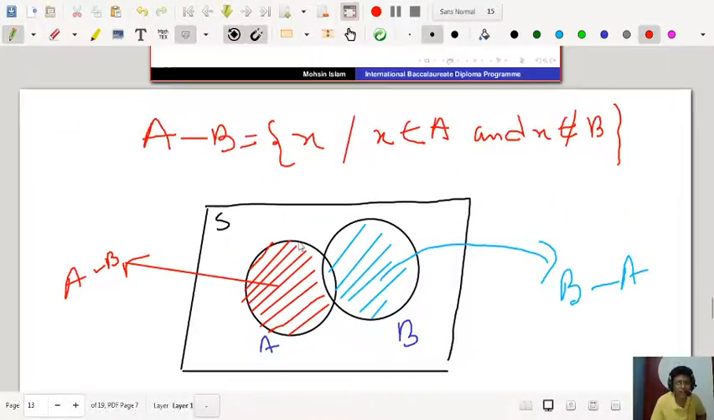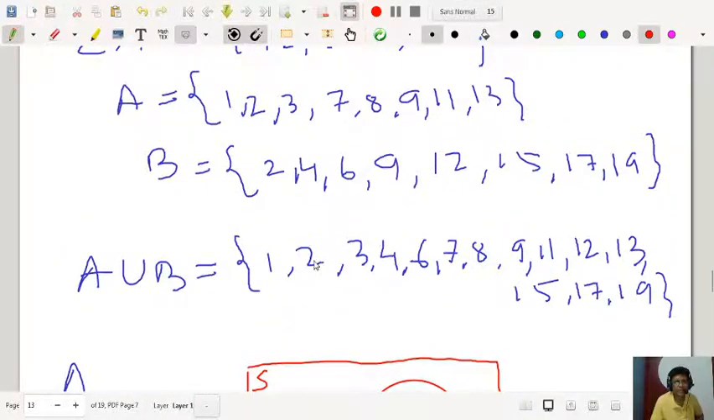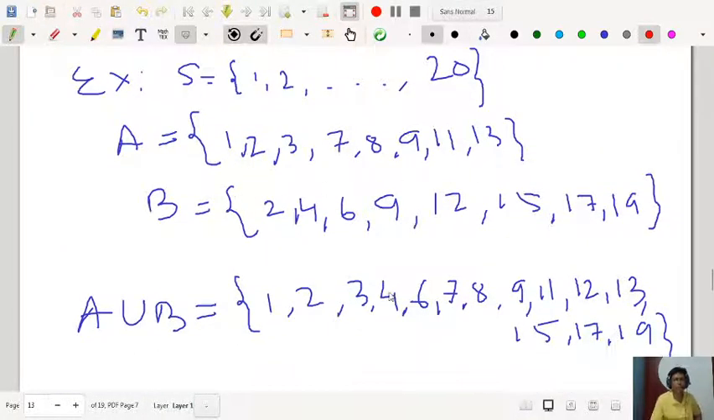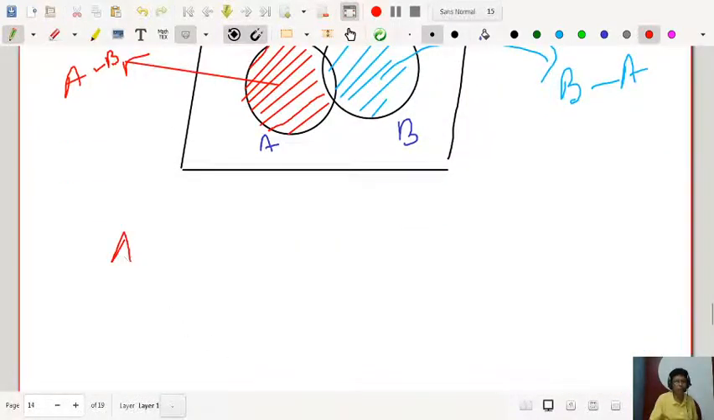One more thing. We have to calculate A minus B from this problem. Can you tell me what your A minus B is? It would be 1, 3, 7, 8, and 13. Very good, excellent. So your A minus B is in the problem as well as pictorial.